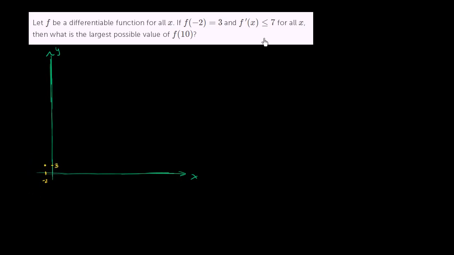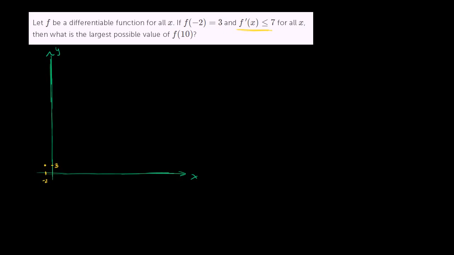And they tell us that f prime of x is less than or equal to 7, that the instantaneous slope is always less than or equal to 7. So really the way to get the largest possible value of f of 10, we don't necessarily have to invoke the mean value theorem, although it will help us know for sure, is to max this thing out. If we assume that the instantaneous rate of change just stays at the ceiling right at 7.